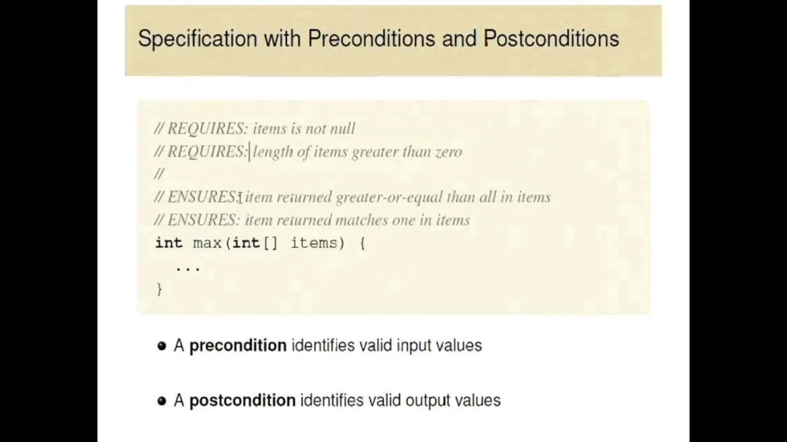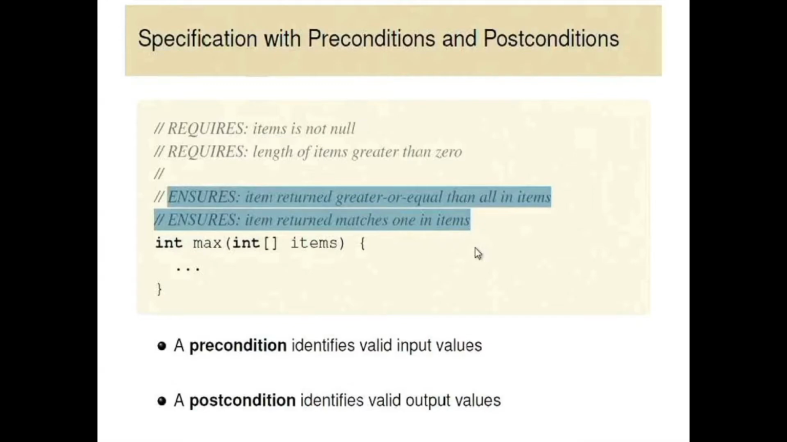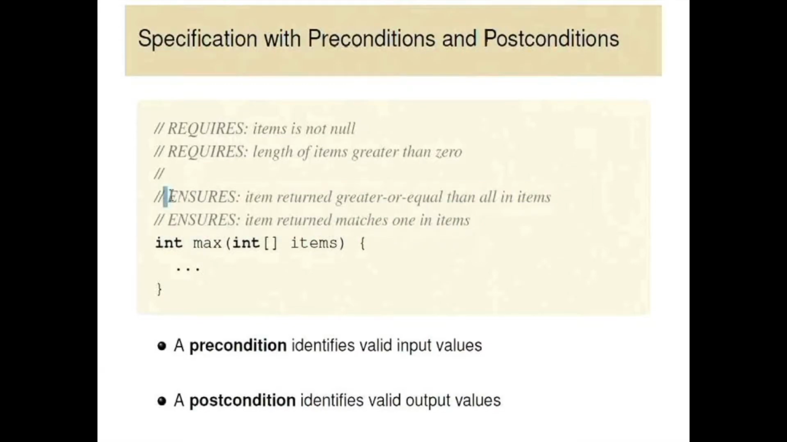And the ensures clauses are the postcondition. There are a couple here, and they'll make a bit more sense as we go on. It's ensuring that the item that we return is greater than or equal to all of the items in the items array, because that's what the function is supposed to be doing. It's supposed to be returning the maximum value. But actually, that is not itself enough. We also need to ensure that the item returned is one of the items in the items array. Not just that it's greater than or equal to them all, but that it actually equals one of them. Otherwise, we could just return some number that was larger than all of the elements in the array.